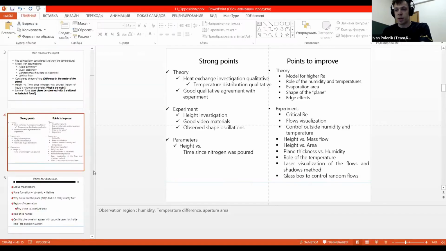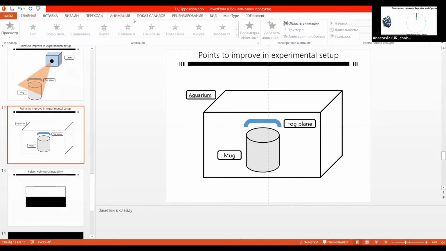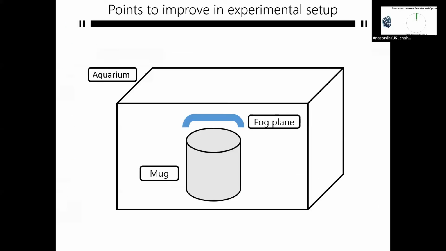And firstly, I'd like not to switch off my presentation and show you some things I'd like to recommend you to improve in your setup. For example, as you could see from your experiment, the mat with the fog was not in any special aquarium. So all random flows, for example, if I move my hand like this, can affect and change the shape of your fog. So I'd strongly recommend you to use something like a plastic aquarium or glass. In this case, no random flow can affect the phenomenon.